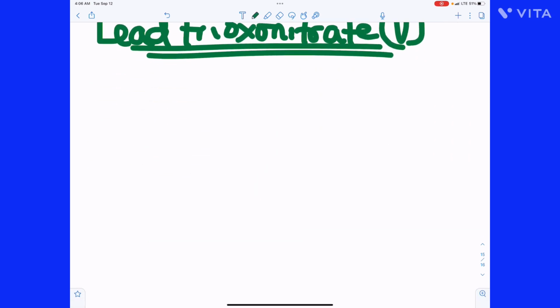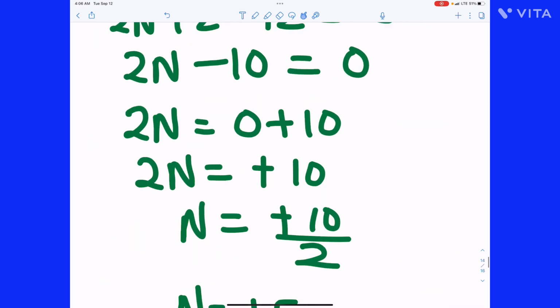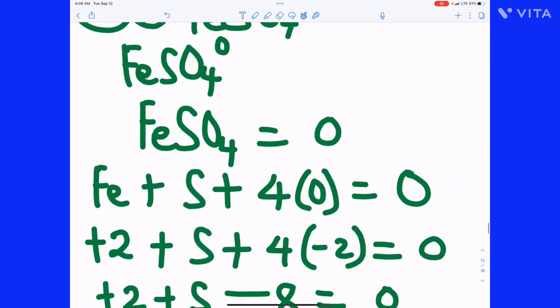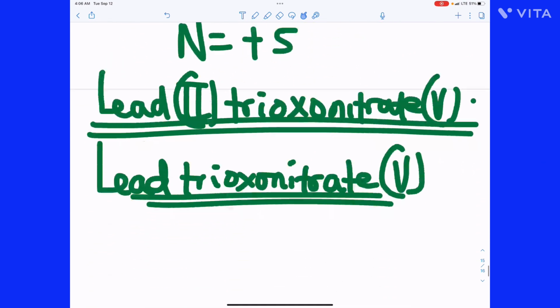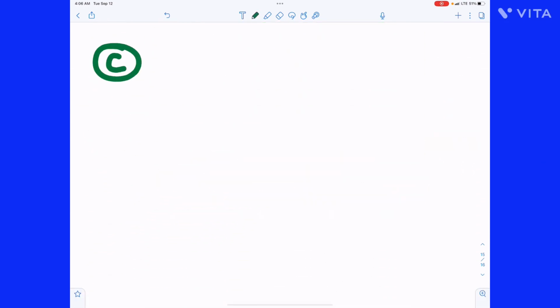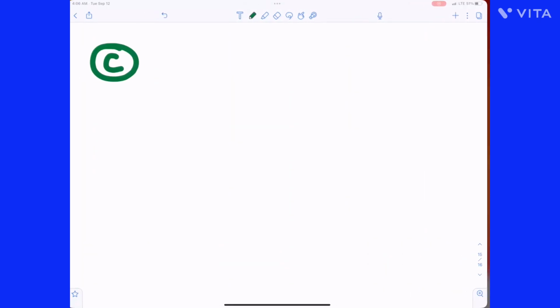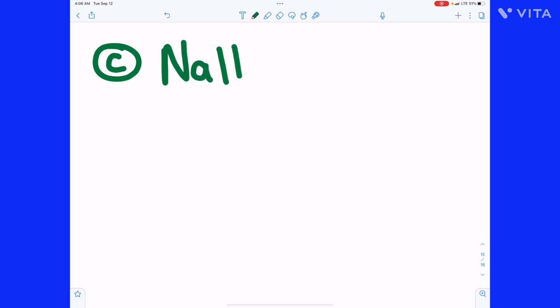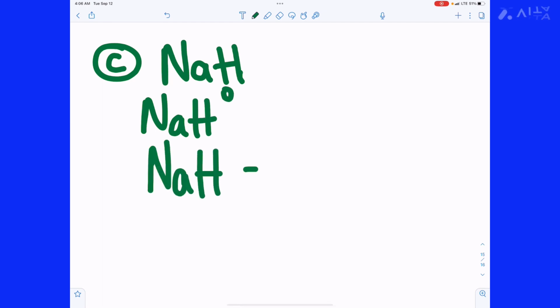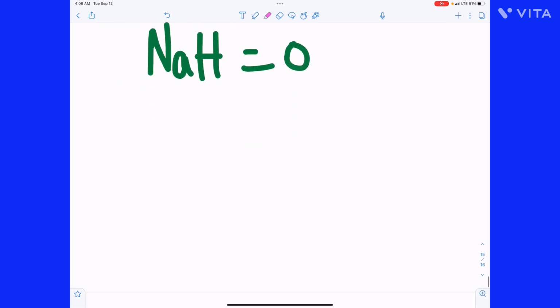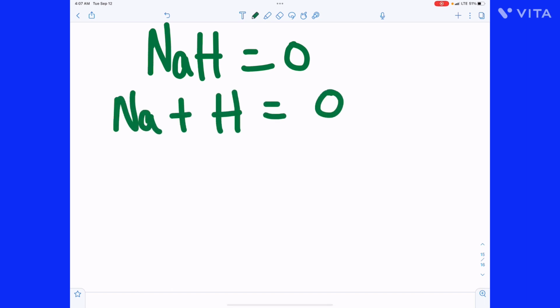Now, that was 8b. Let's go to 8c. In question 8c, we are to find the oxidation number of sodium in NaH, sodium hydride. In this compound, no charge is written, so 0 is the charge, and the charge of the compound is equal to 0. If you add the charge of sodium to that of hydrogen, you should get 0.